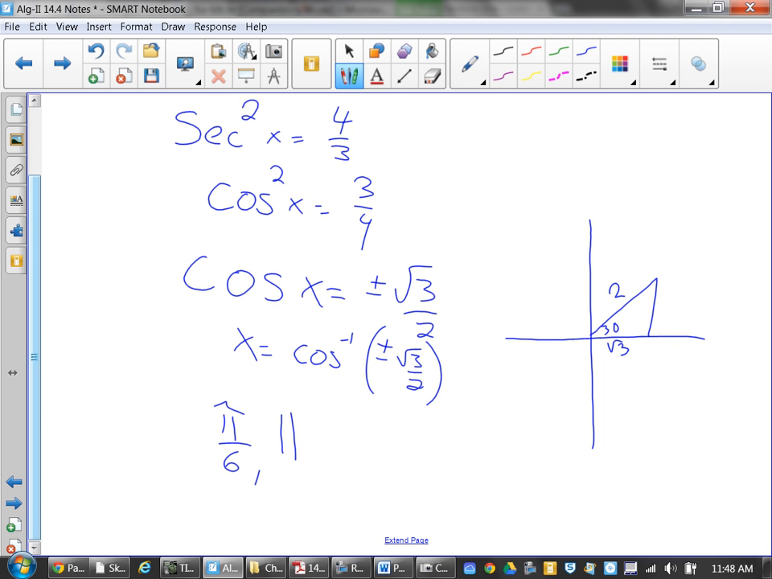I was just listening to my positives first. In the grand scheme of things, does it matter which order you put them in? No. As long as you have them all, you're okay. Cosine is positive in the first and fourth quadrants, and negative in the second and third. So you're at 5 pi over 6 and 7 pi over 6. So you have 4 possible solutions.